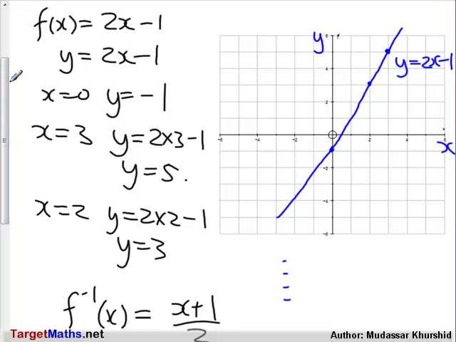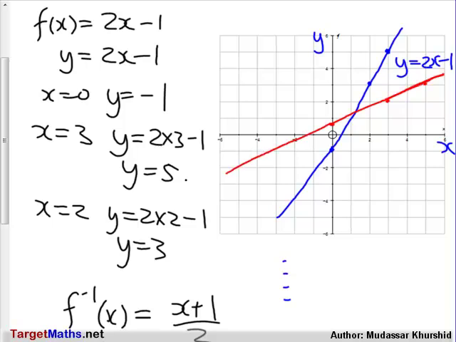So when x equals 0, y is equal to a half. So that would be roughly over here. When x is equal to 3, y is equal to 2. And when x is equal to 5, y is equal to 3. We've got 3 points now. We need to connect them with a straight line to the best of our ability. Here we go. There's our straight line.